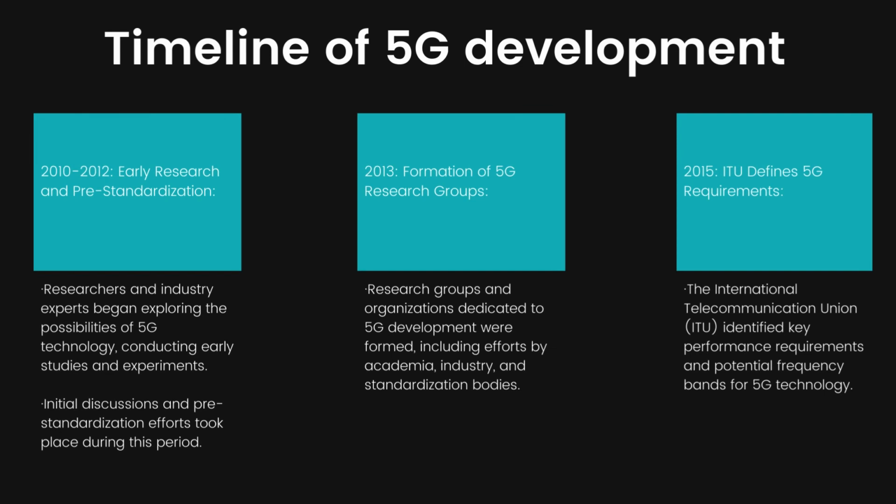Now let's look at the timeline of 5G development. Everything started in 2010 until 2012. Early research and pre-standardization. Researchers and industry experts began exploring the possibilities of 5G technology, conducting early studies and experiments. Initial discussions and pre-standardization efforts took place during this period.